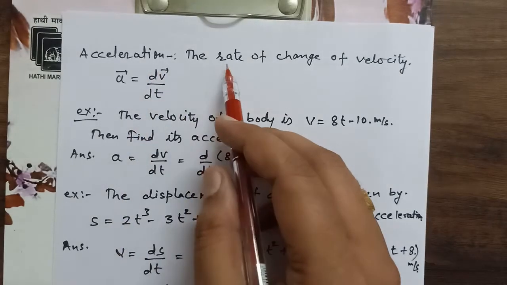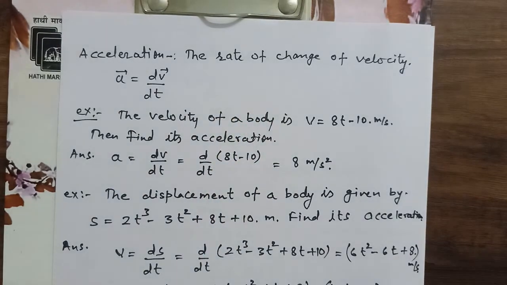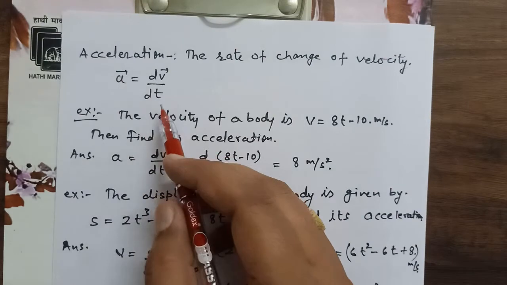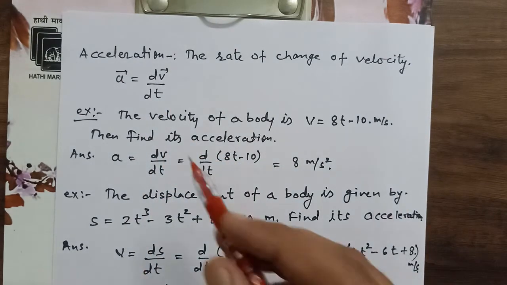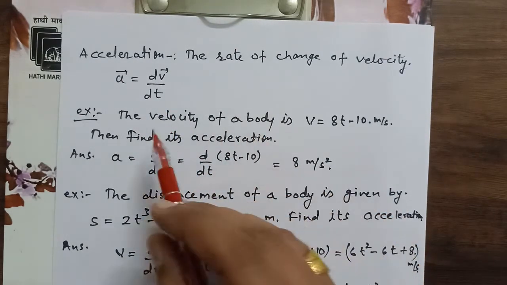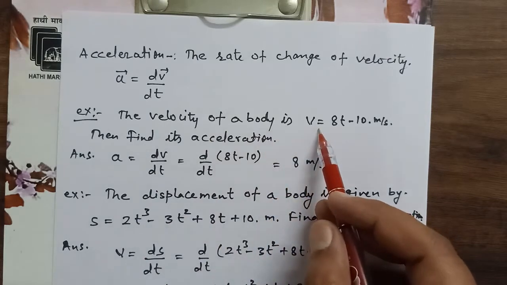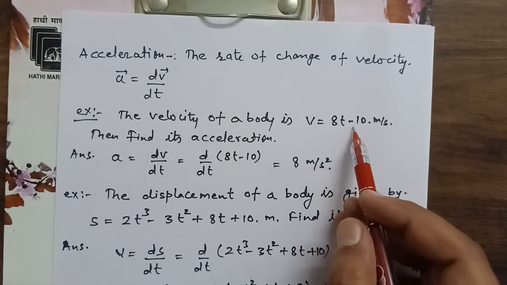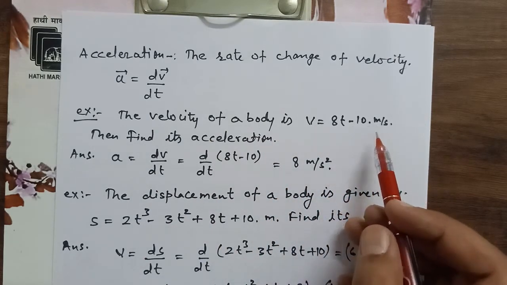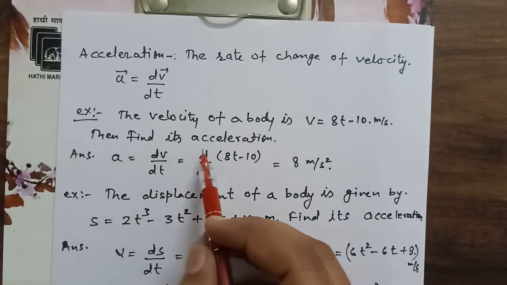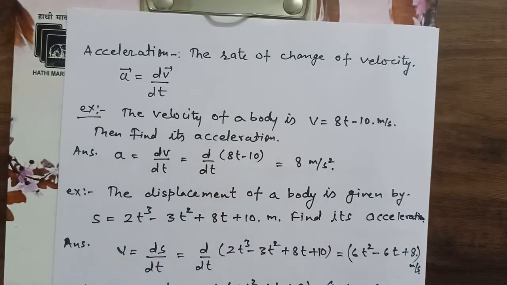Now we know that acceleration is also defined as the rate of change of velocity. So similarly, we get a equals dv by dt. We just directly take an example. The velocity of a body is v equals 8t minus 10 meter per second. To find the acceleration, we simply differentiate it.